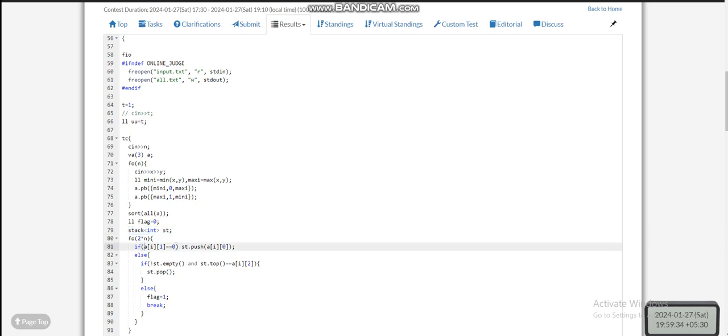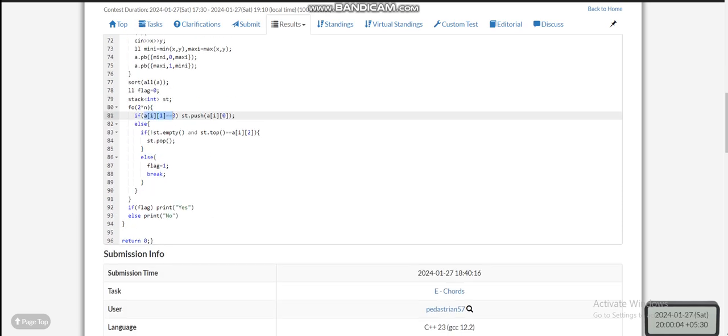If this is a left point, we directly push the index of the point onto the stack. If it is a right point, we check that the stack is not empty and that the top of the stack is the left point of the current chord. If yes, we pop the element. If not, we mark our flag as true. The flag indicates whether there is an intersection or not. If the flag equals 1, our answer will be yes, and otherwise our answer will be no.